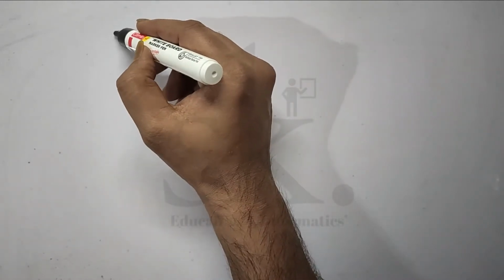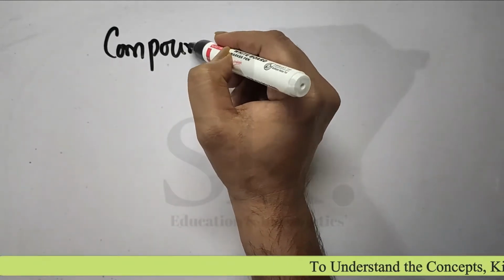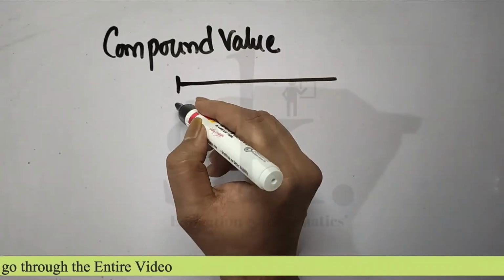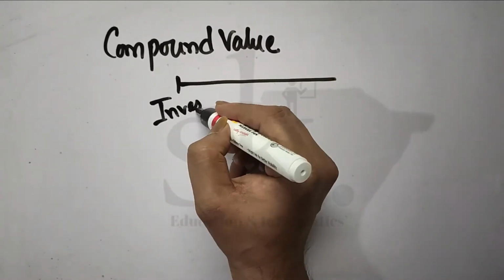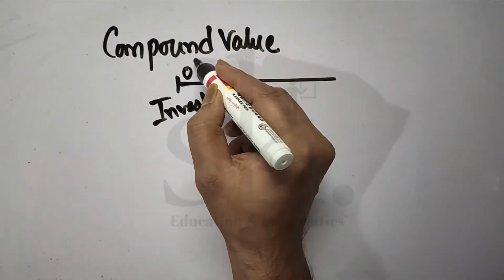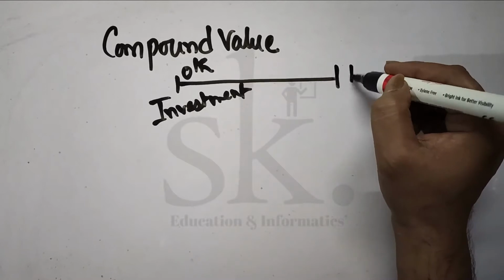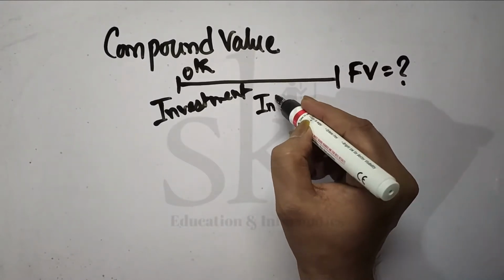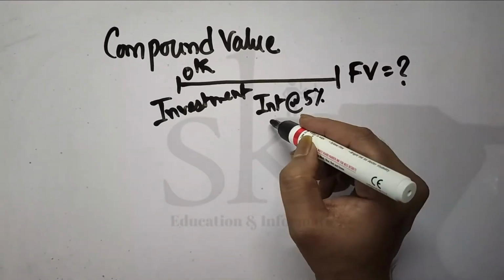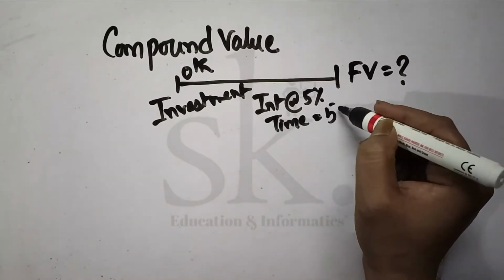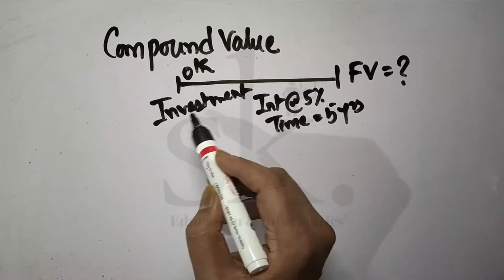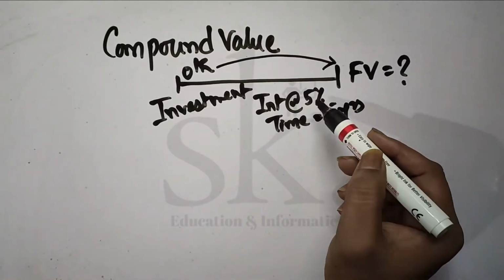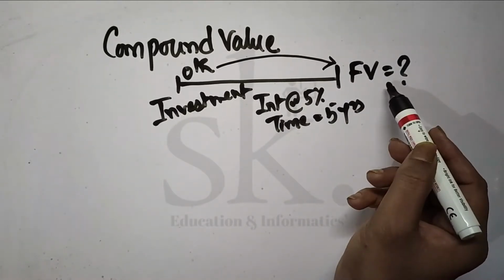So what we have understood is that in compound value, the objective was that I made an investment in the zeroth year, and I'm trying to calculate what will be the future value. This is the calculation which I'm doing. What will be the future value based on, for example, an interest of 5% and a time period of 5 years? So if I made an investment in the zeroth year, whatever be the amount, my objective was to calculate what will be the future value. If the interest is 5% for a period of 5 years, what will be the future value?